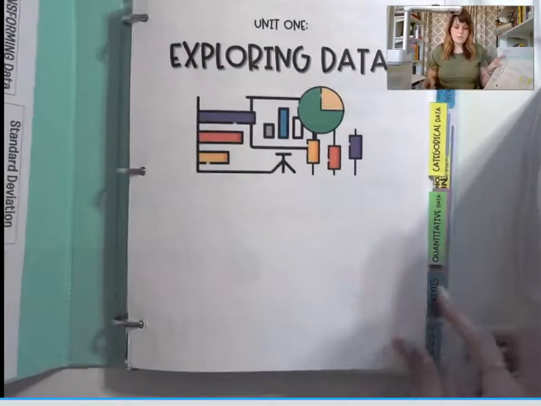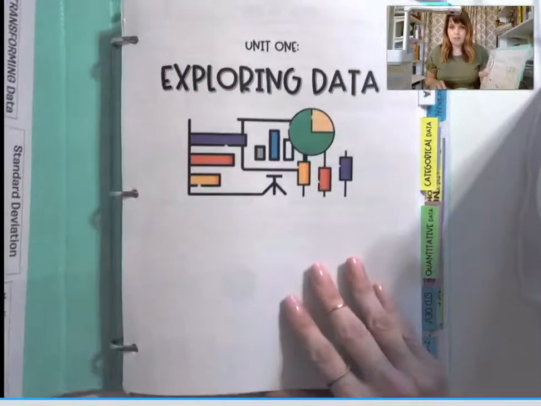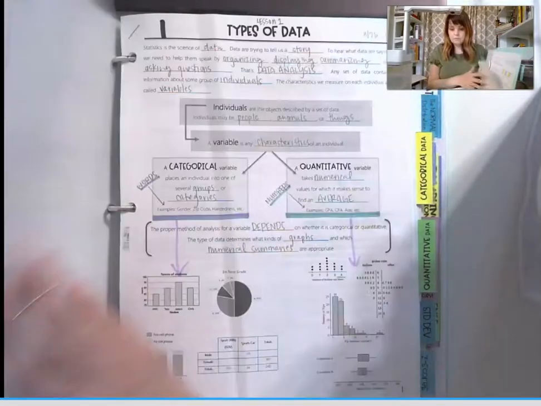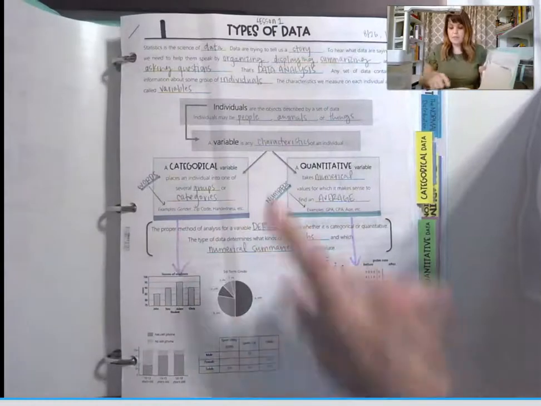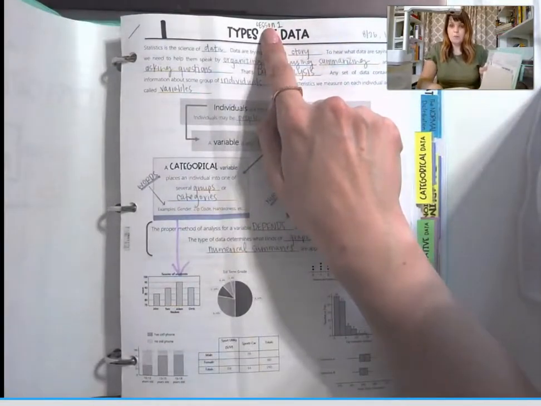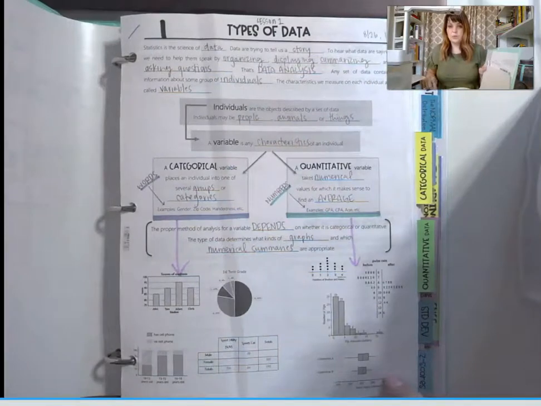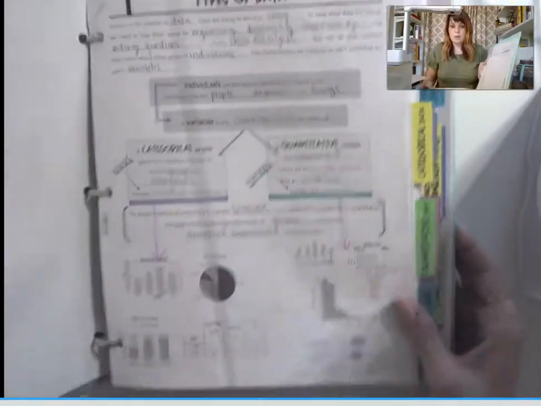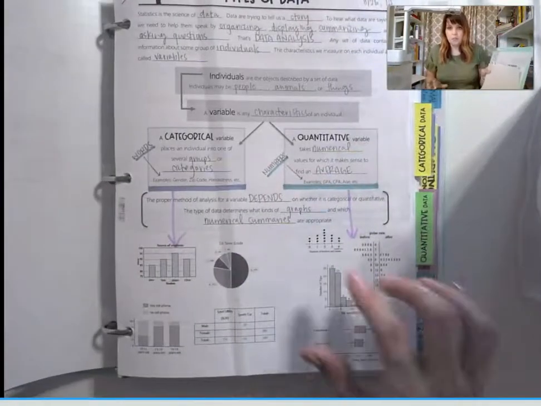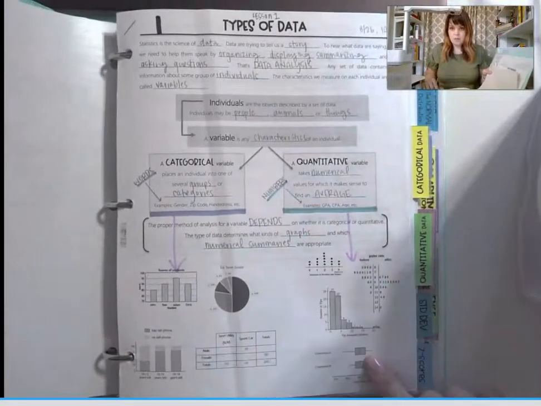So I have my exploring data divider first, and then types of data was lesson 1. So I went back through and numbered these so that they match the system I've been using. So types of data, lesson 1. That's also page number 1. And I know that's probably hard for you to see, but lesson 1, page number 1.